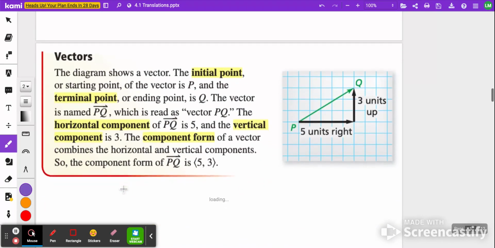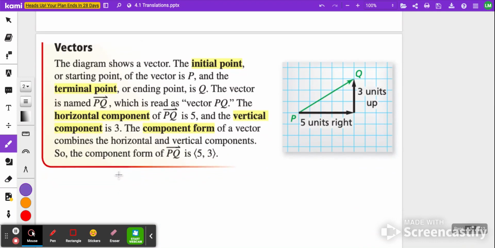The next thing we want to look at are different types of vectors. This diagram shows a vector, and it shows the initial point, or the starting point, is letter P and the terminal point, or the ending point, is letter Q. The vector is now named P to Q, which is read as vector PQ. The horizontal component of PQ is 5 and the vertical component is 3.